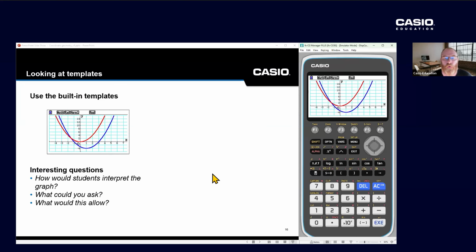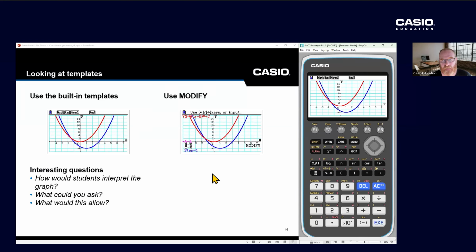Or you could use modify. Now modify, it's a really powerful function. I think it is brilliant when dealing with transformations. If you exit, you can see that modify is available instead of draw. So if you choose modify, what you get there is this screen where you can adjust the values of A, B, and C. You can do it by scrolling, or you can do it by directly entering values.